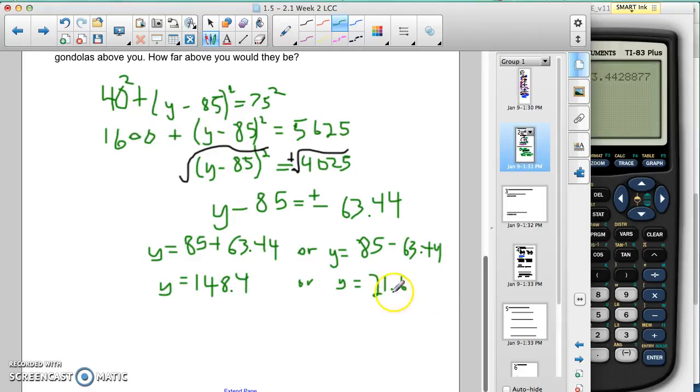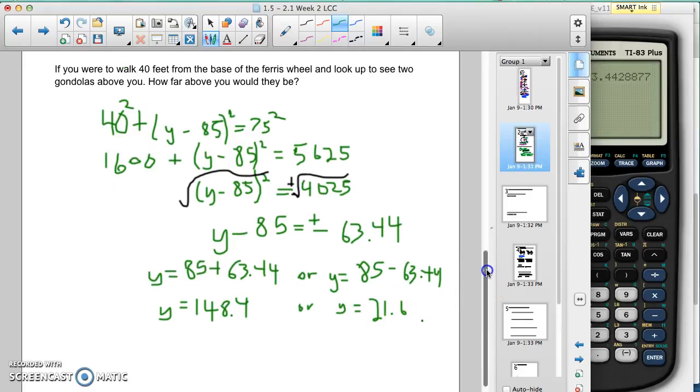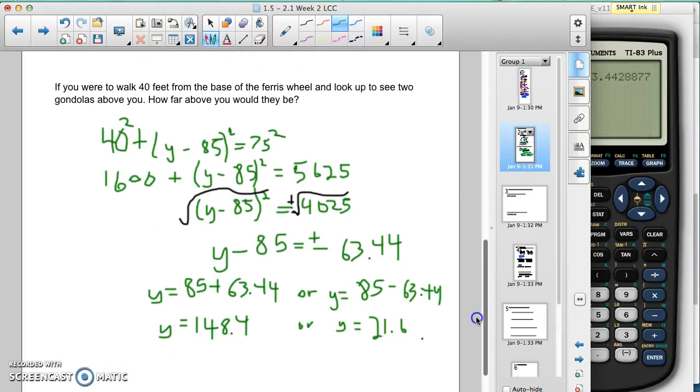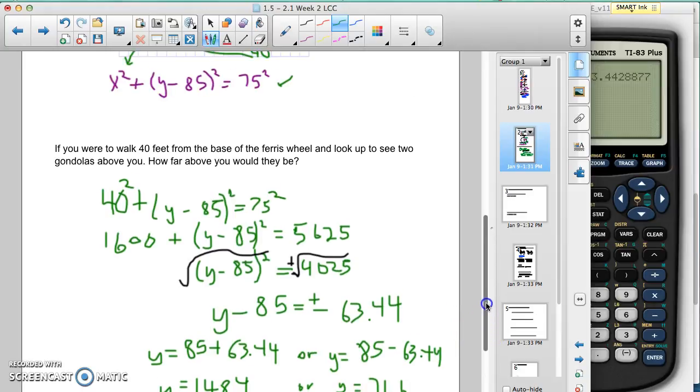Now, that's telling me that the two gondolas are going to be 21.6 feet up and 148.4 feet up, which is what we got by looking approximately at the graph. You can see that the graph's pretty accurate and that we got similar answers using algebra. So that's an application that we can use.